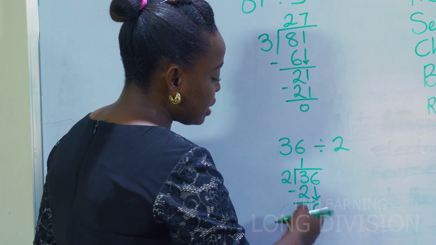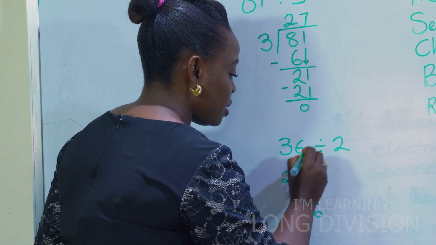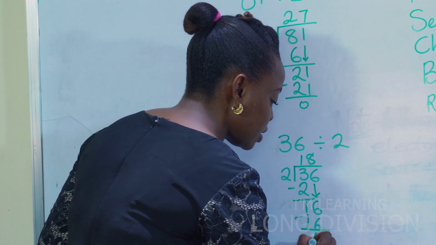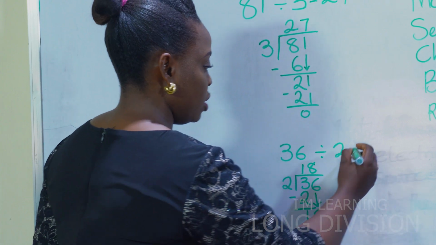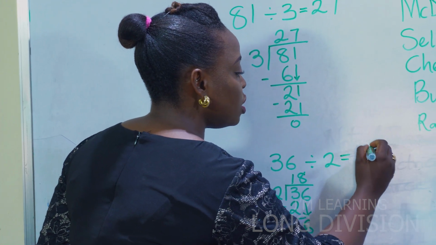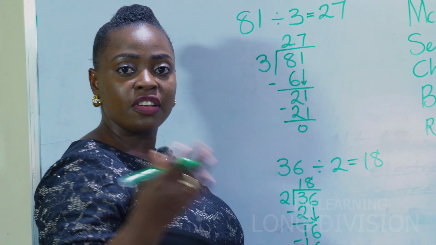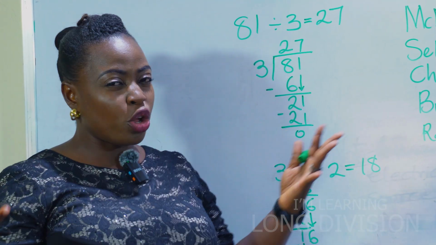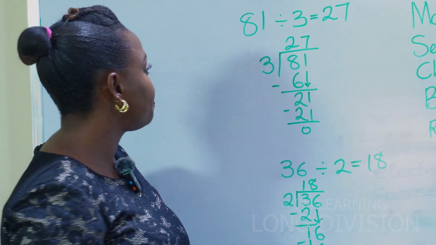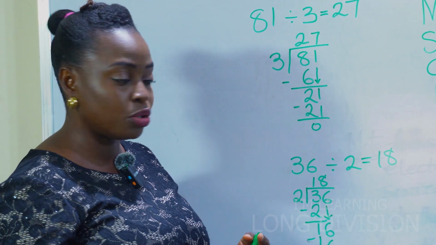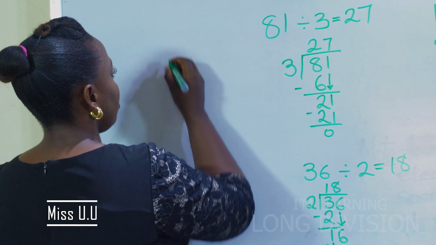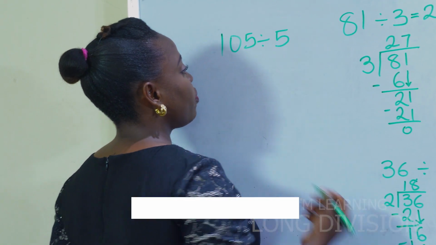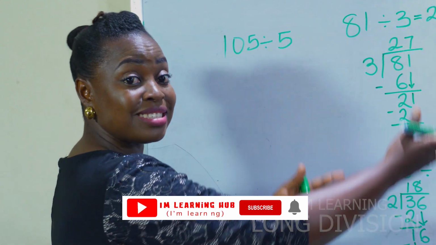So now I do 16 divided by 2 and that is 8. 2 times 8 is 16. Subtract, 16 minus 16 is 0. I am done. 36 divided by 2 is 18. Fantastic. So now what if I have a bigger number, say 105 divided by 5? How would I solve this question? 105 divided by 5. Again, following the same method.